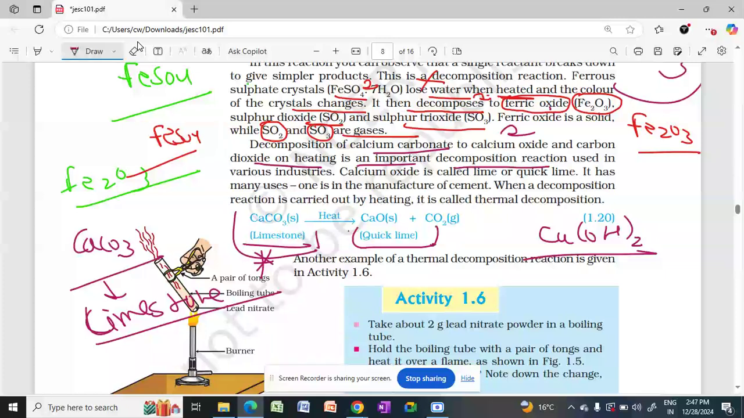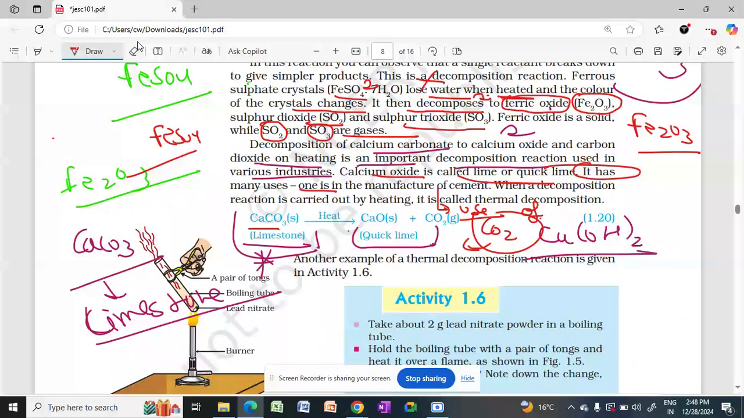This is an important example of the decomposition reaction used in various industries. This is very easy actually. From the reaction itself we can see it. CaCO3, when it is heated, carbon dioxide is released. So if carbon dioxide is released, how many oxygen are left? Only one. So calcium oxide is also called lime or quicklime. It has many uses. Underline this. But right in the NCERT, this is the use. Just put an arrow and write: this is the use of, the manufacture of cement.